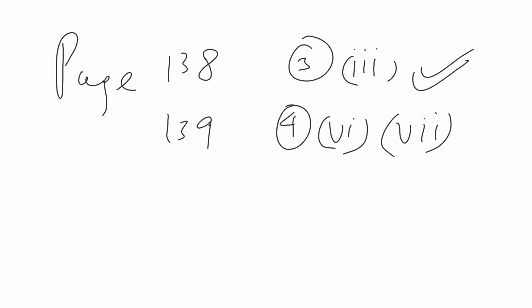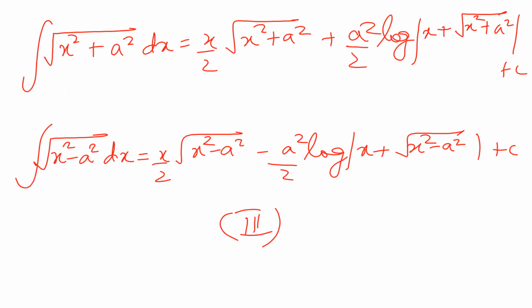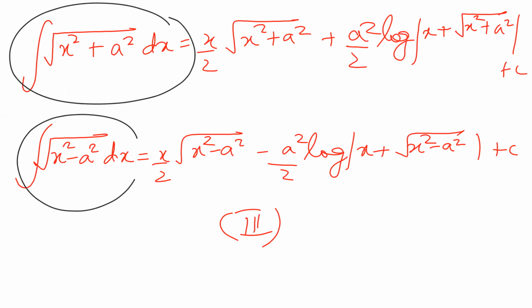And question number 4, sub question 6 and 7, it's half into coefficient of X, but this time we'll be using the third category of formula. It will be either this or this. Okay. Is that very clear?